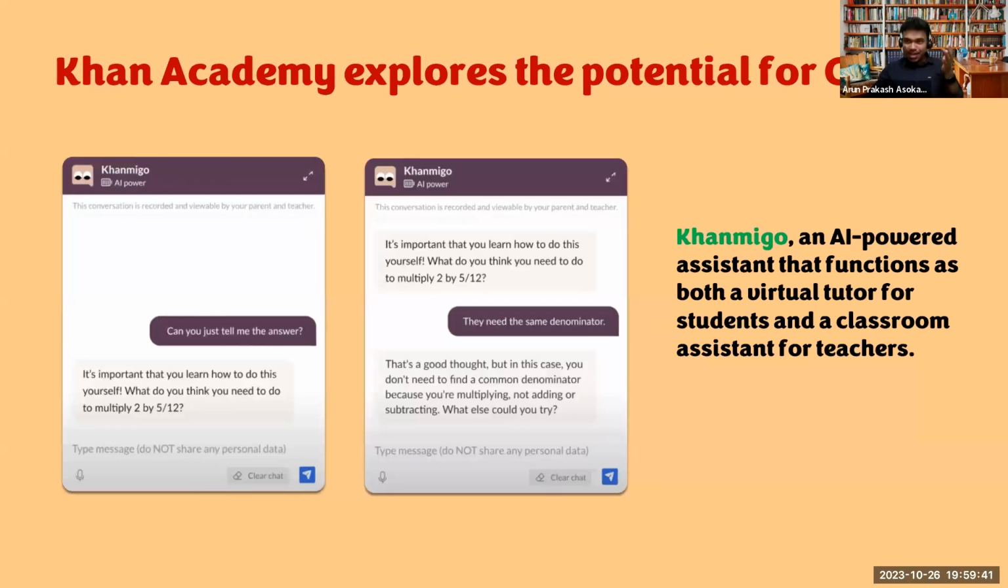Now, really, they are running this pilot program and they're trying to explore if there is a student who's just asking for an answer, right? The tool itself will try to give some hints. If you look at this, it gives hints like, okay, they need to have the same denominator if you need to solve a math problem like this. And it kind of guides the student through this adaptive learning, right? Instead of giving the answer directly.